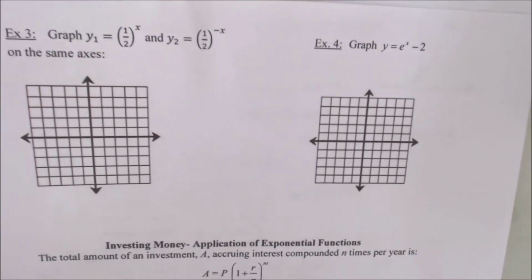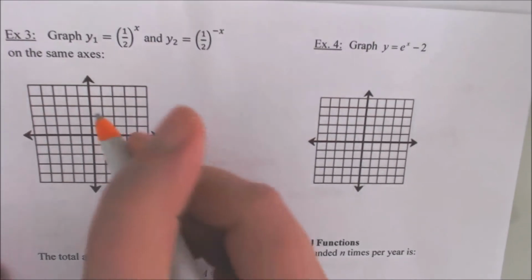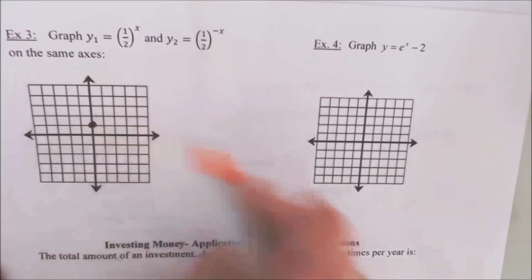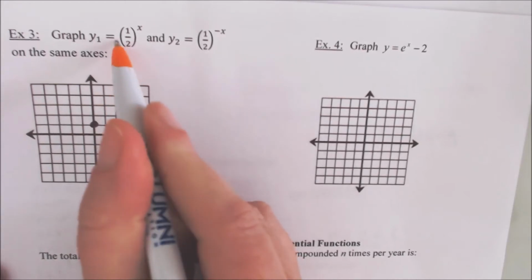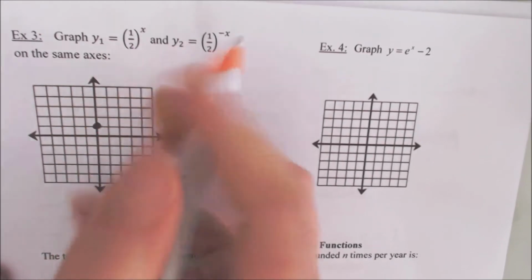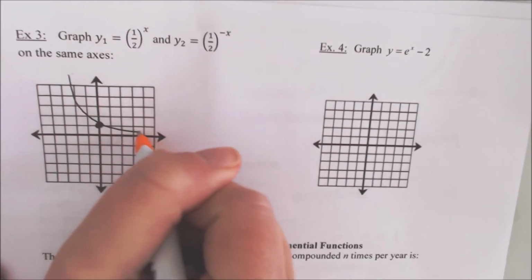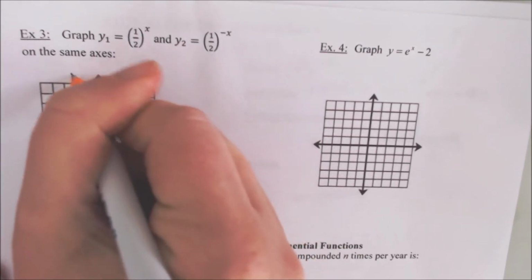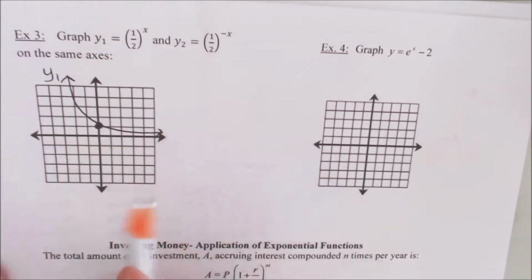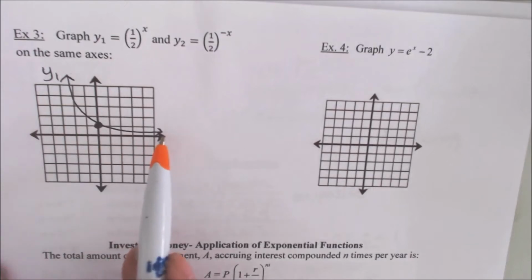So how does that apply to this question? So our base is a fraction between 0 and 1. It's still going to go through 1 on the y-axis. That is not going to change. But instead of increasing from left to right, it's actually going to be decreasing. So it's going to look just like this. And there you go. So that's our y1 graph. It's decreasing from left to right.